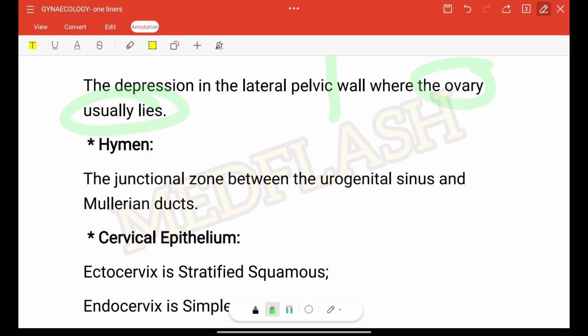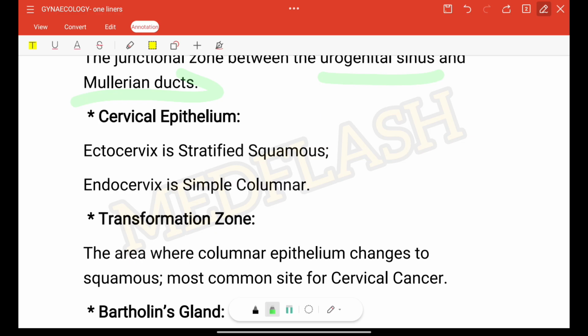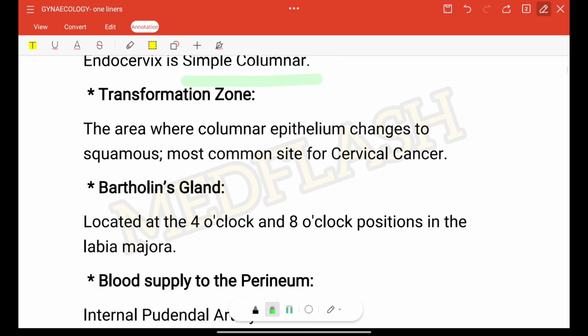Hymen, the junctional zone between the urogenital sinus and Mullerian ducts. Cervical epithelium. Ectocervix is stratified squamous and endocervix is simple columnar epithelium. Transformation zone, present in the cervix, the area where columnar epithelium changes to squamous, is the most common site for cervical cancer.